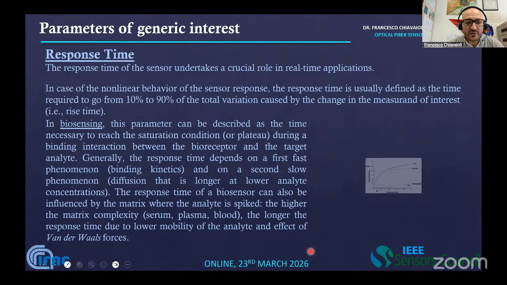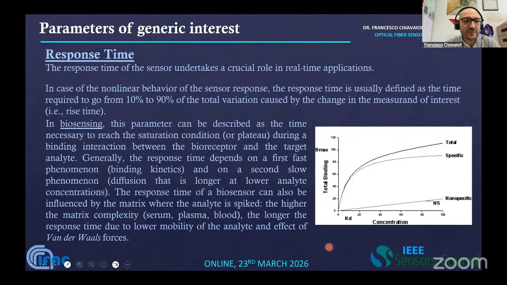When we talk about biosensing, this definition is slightly different, and usually it is the time to reach the saturation condition or the plateau during a binding interaction between the bioreceptor and the target analytes. And usually this response time in biosensing depends on two different phenomena. The first, which is a very fast phenomenon, is called binding kinetics. And second, sometimes, it depends, we have a slow phenomenon under the name of diffusion, which is longer at a lower analyte concentration.